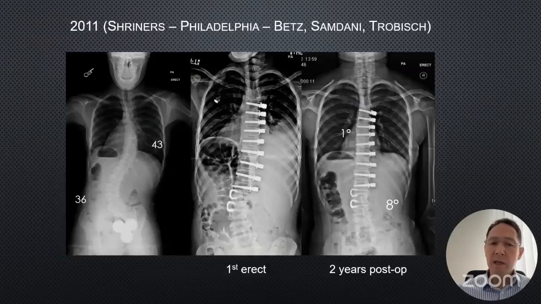But it really started in 2011 at Shriners Hospital for Children in Philadelphia, and I had a chance to do my fellowship there, and I participated in the first case they actually did. And the first case showed a pretty good outcome after 2 years with a straight spine and good growth modulation.